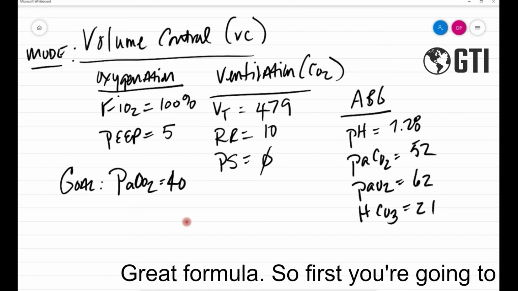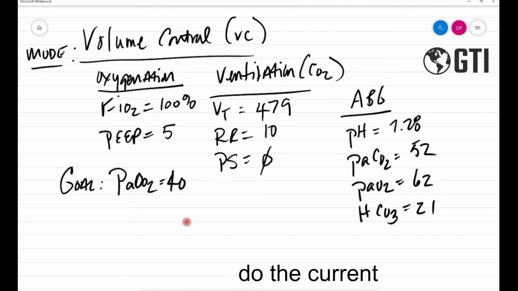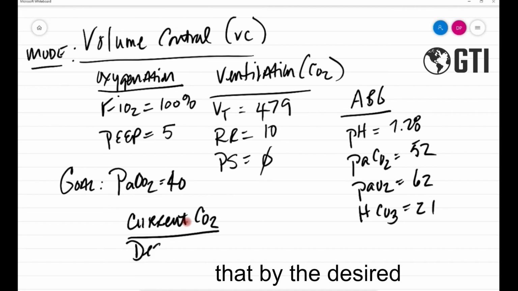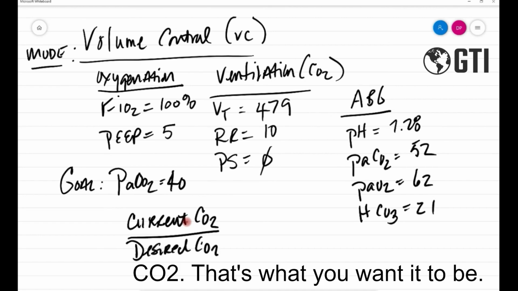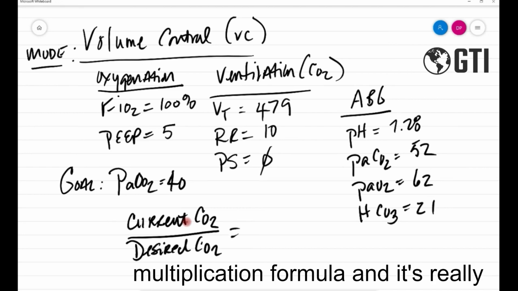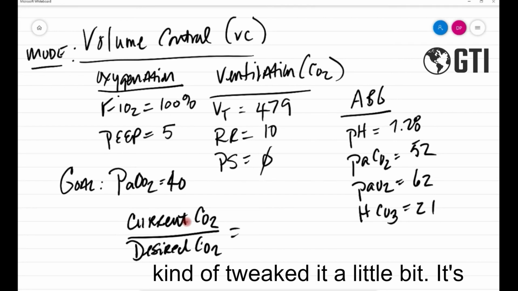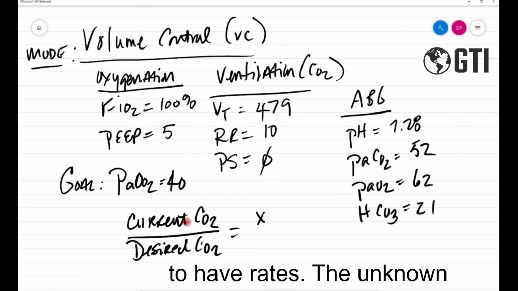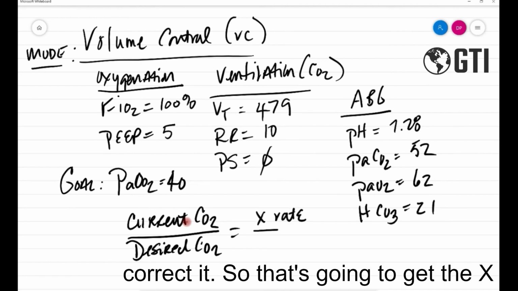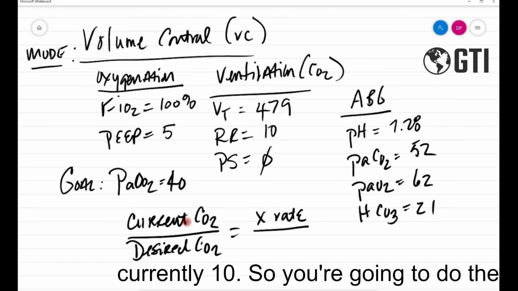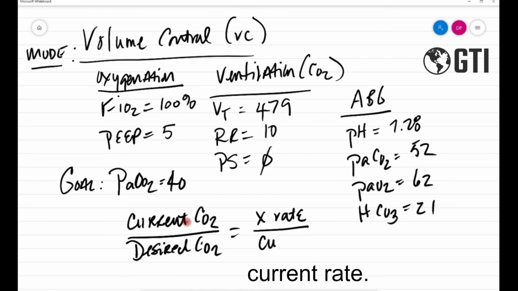How do I do that? Great formula. First you're going to take the current CO2 and divide that by the desired CO2, what you want it to be, which is our 40. It's a cross multiplication formula, and it's really based off of minute ventilation, but we tweaked it a little bit. It's very valuable. Over here, we're going to have rates. The unknown rate is what we're going to order to correct it, so that's the X, the unknown. And then I look at the respiratory rate, and it's currently 10. So you're going to use the current rate.